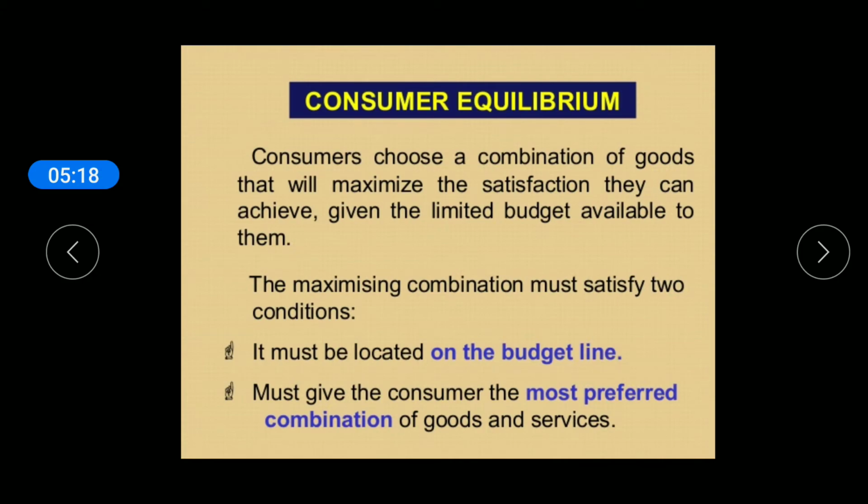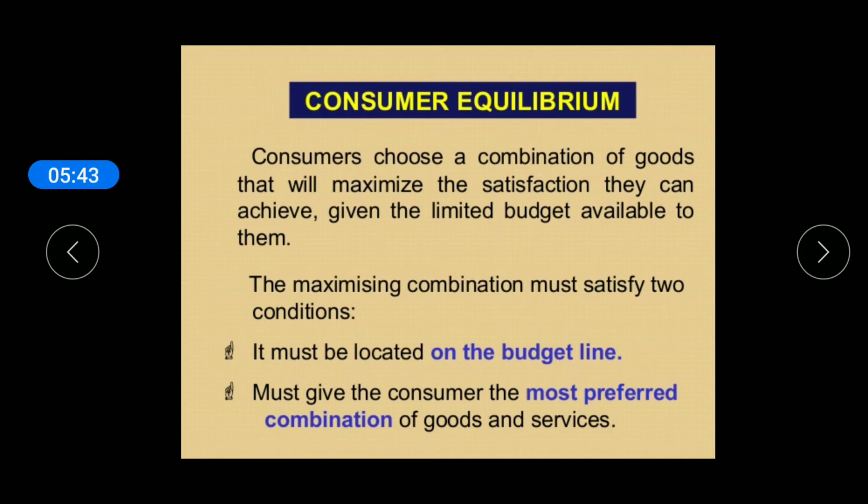Now, consumer equilibrium. The consumer chooses a combination of goods that will maximize the satisfaction they can achieve given the limited budget available to them. Students, a consumer is in equilibrium when he can get the combination of goods which satisfies him maximum, and by which he can get the maximum satisfaction. The maximizing combination must satisfy two conditions.